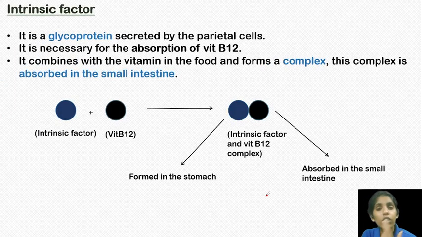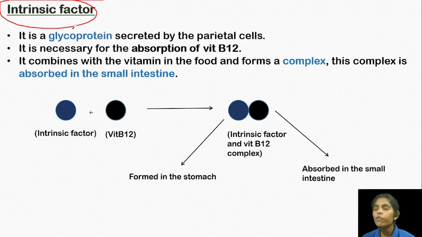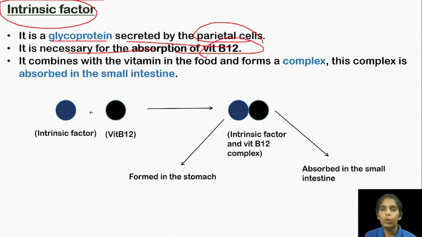Now coming to the other substance that is secreted by the parietal cells of the stomach, the intrinsic factor. This intrinsic factor is a glycoprotein secreted by the parietal cells. It is necessary for the absorption of vitamin B12. Now, vitamin B12 is necessary for different functions, like the formation of DNA and for maintaining the nerves and the different cells of the body in a healthy condition.